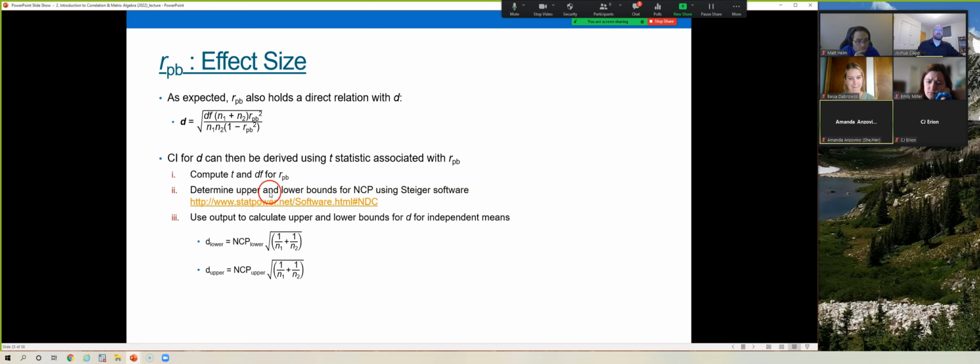And then with that test statistic, you can get upper and lower bounds for your non-centrality parameter, like we did last semester. Then you can take the upper and lower bounds of that non-centrality parameter to get upper and lower bounds of your d, right? And so you can put this into whatever form makes the most sense for the arguments you're trying to make and the things you're trying to communicate. So with very little effort, you can move back and forth between this.